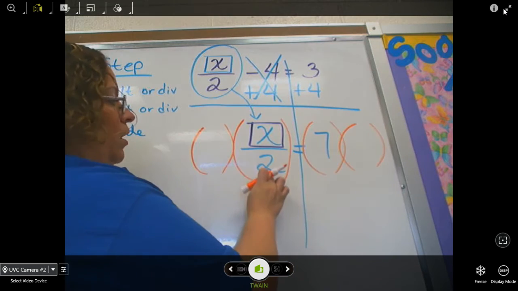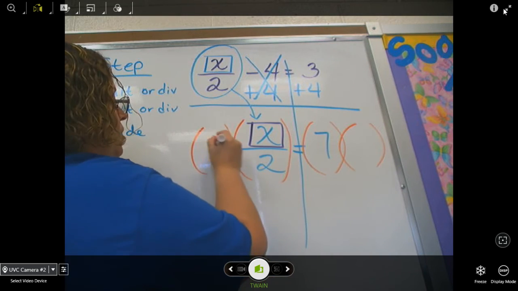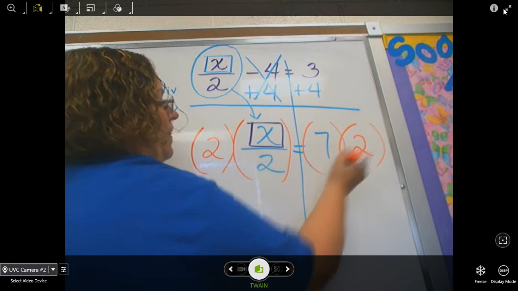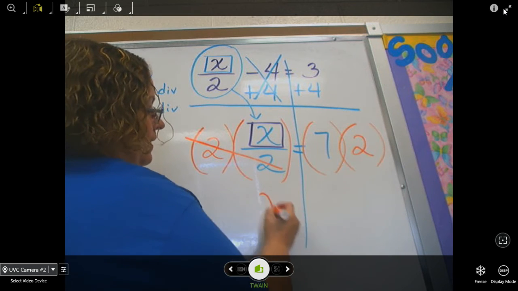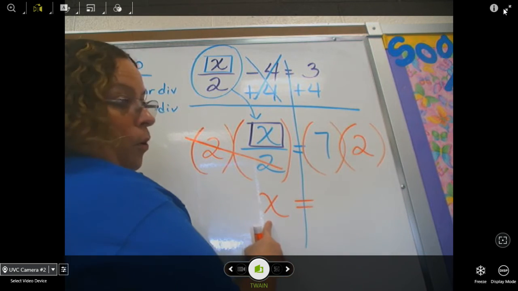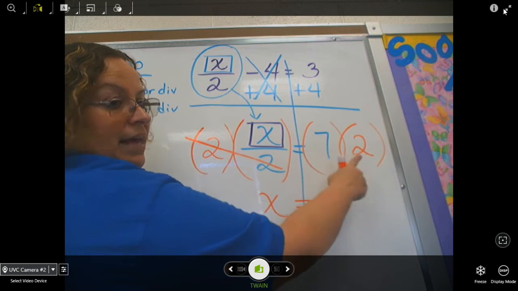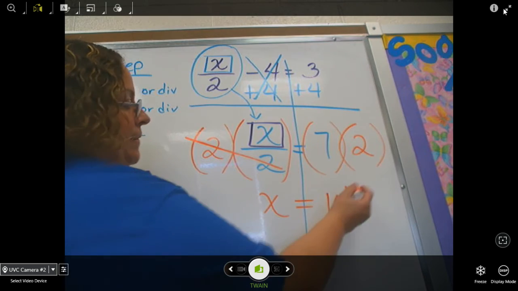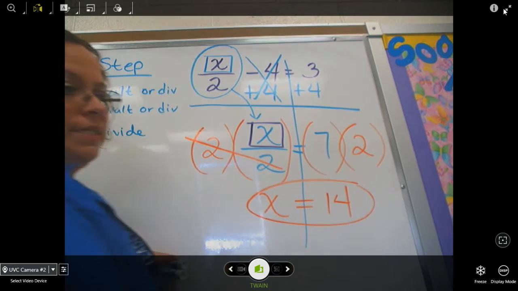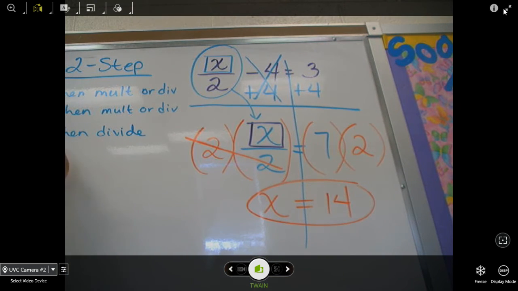Now, remember, I'm going to multiply by the denominator. So I'm going to multiply both sides by that 2. The 2's cancel over here. That leaves me with x, which was the whole point. And then 7 times 2 is 14. So x equals 14. Now I have to do my check.